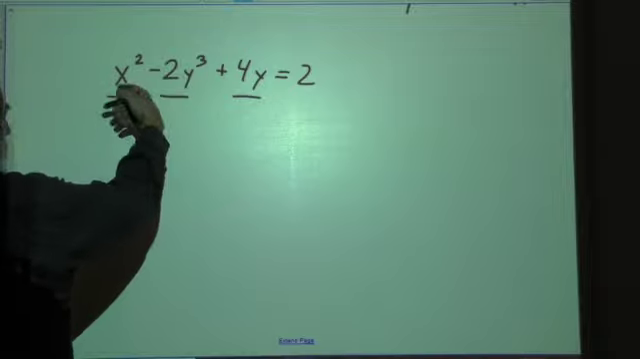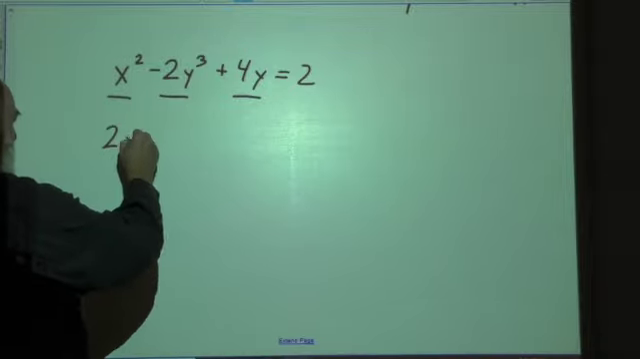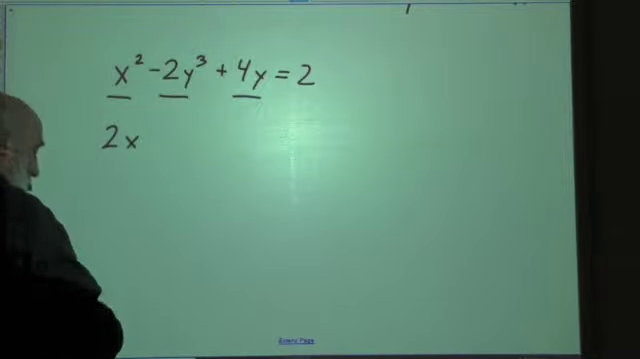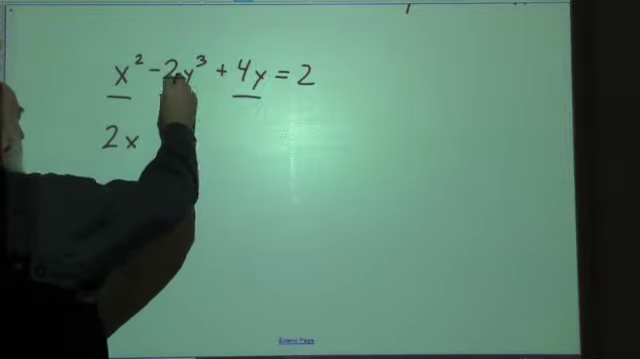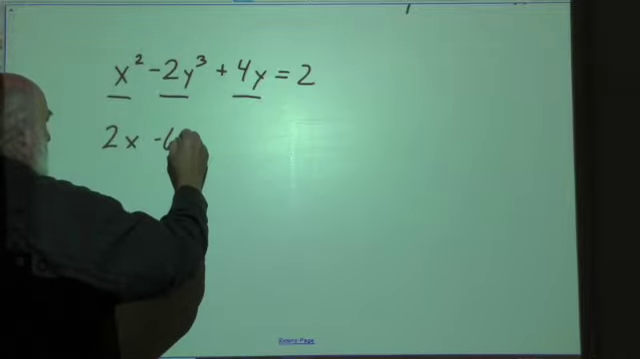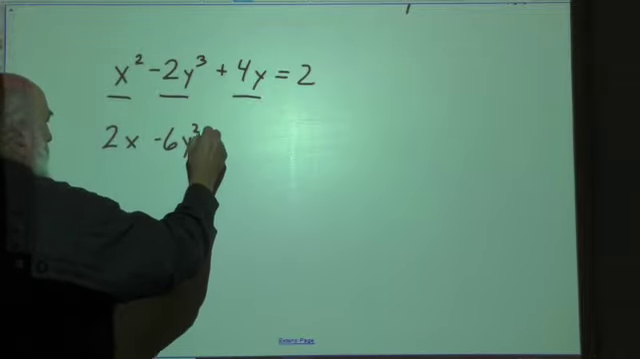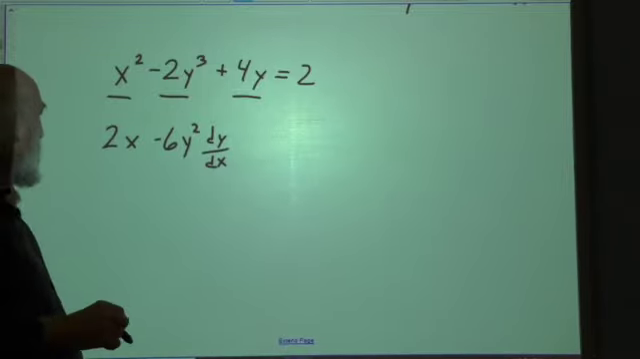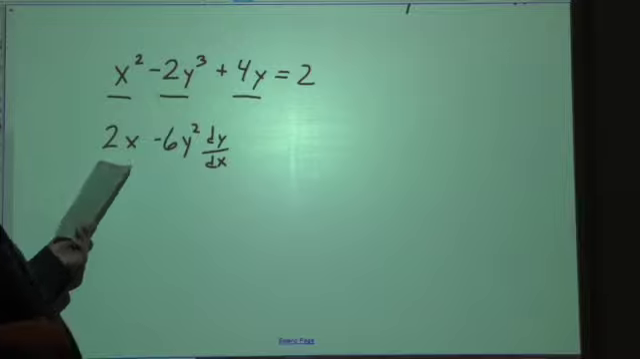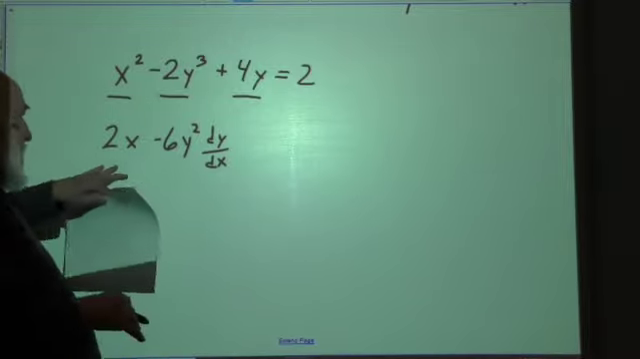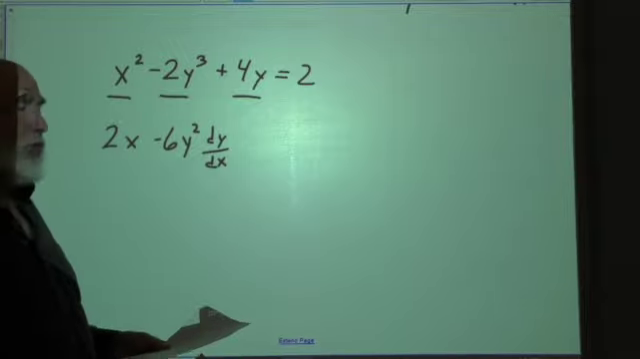For this one right here, of course, the derivative is going to be 2x. We're trying to find y prime. Now for this right here, 3 times negative 2 is negative 6, subtract 1 to get y squared. But this is the derivative of y with respect to x, so we need to put that in there. This is the derivative of x with respect to x, which is just 1. So 2x times 1 is 2x. We don't put that in there, but it is implied when we go through that.